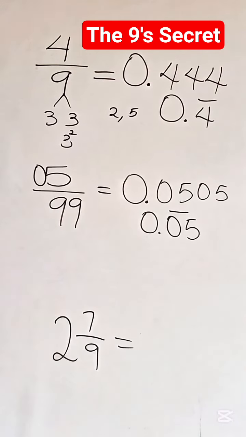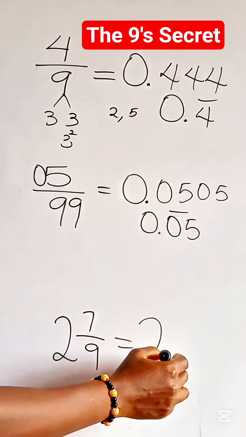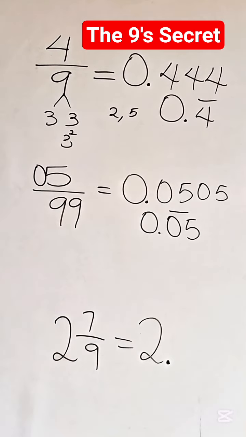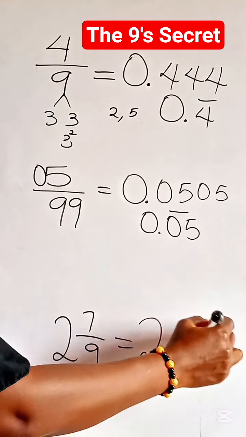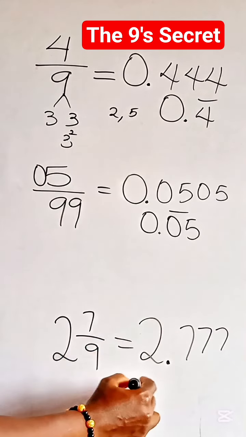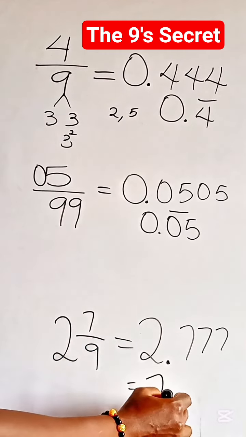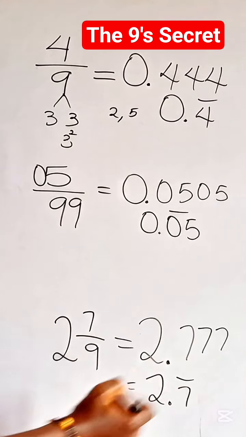Here is a mixed fraction. Before the decimal point, we are going to have 2. Then we'll place our decimal point. And this is a recurring decimal, so we just repeat the numerator, which is 7. So in essence, our answer is going to be 2.7 with a bar above the 7.